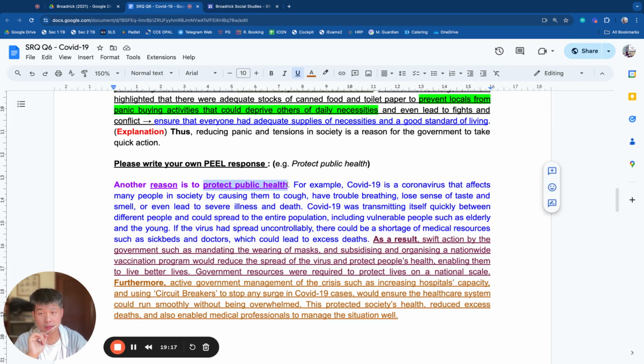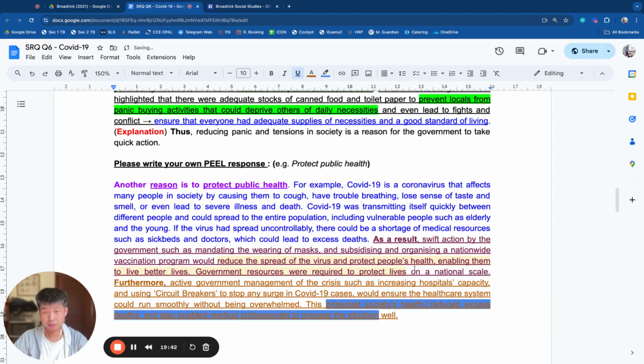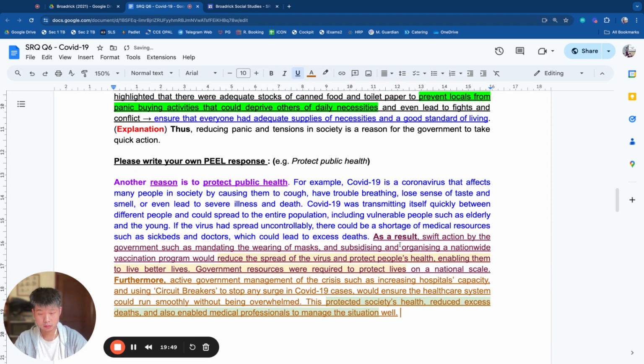So I have, given the reason, I've described what is the problem, or what is the situation the government was dealing with, and giving some examples of government action as well, and highlighting how the government action was important in order ultimately to protect lives. So I hope that we can just end off thus. The link, thus, protecting public health is a reason for the government to take quick action.